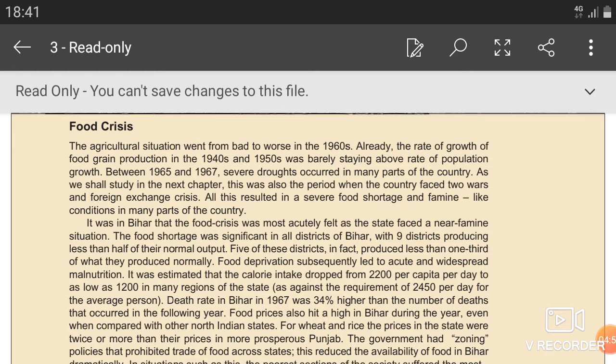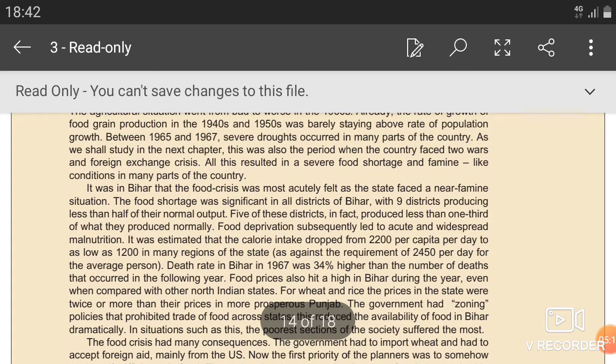So zoning policy created problems for them. There had not been supply of food from the other states, and in that case there had been starvation, there had been hunger deaths. Bihar was hit hard by this in those times. Okay, so this whole duration of the 1960s, when there had been many droughts, much starvation, that particular time was called the food crisis.